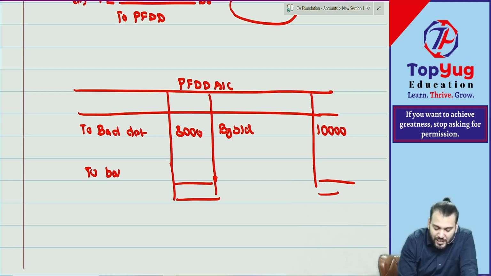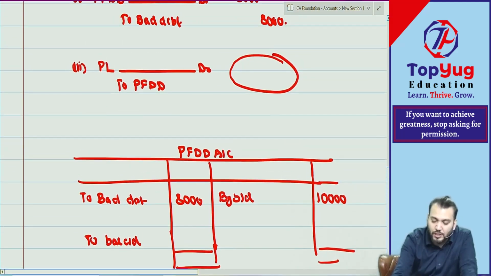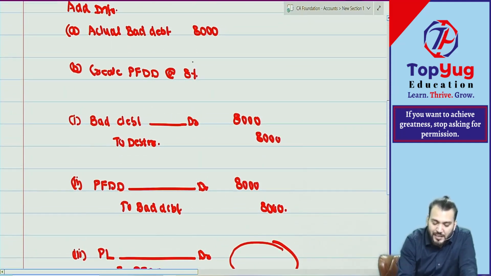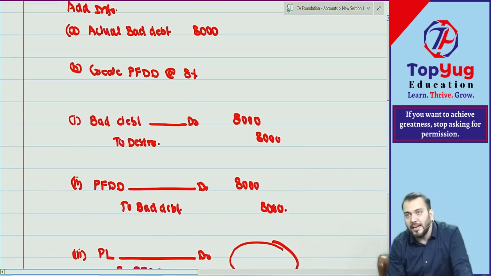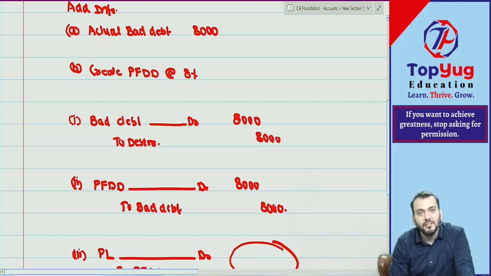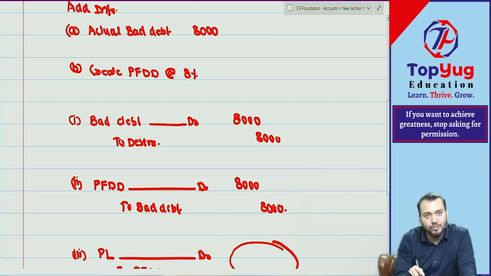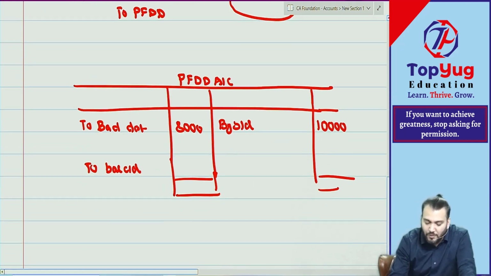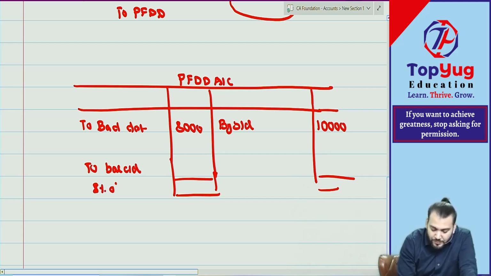Now, as I said, always first find out the closing balance, so to balance carried down. What is the requirement of the current year? Create provision at the rate of 8%. 8% of what? Closing debtor. One lakh was given in the trial balance and we passed one journal entry of 8,000. So 1 lakh minus 8,000 is 92,000. So on 92,000 we will create 8%.